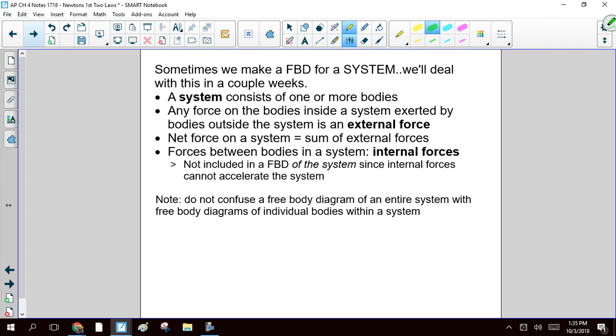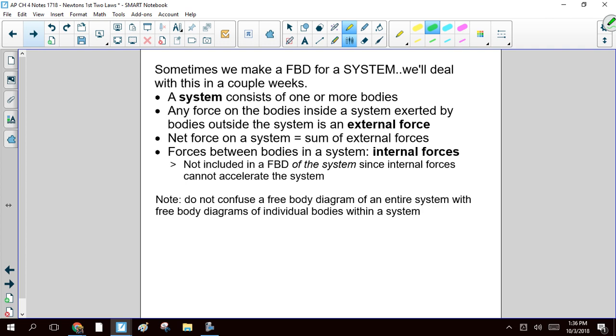Here we go. Sometimes we're going to make free body diagrams for a system. All right, we'll deal with that a little bit later on. But just a quick reminder, a system is one or more bodies. You need to make sure that you distinguish between internal and external forces.